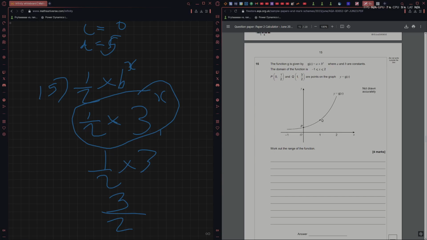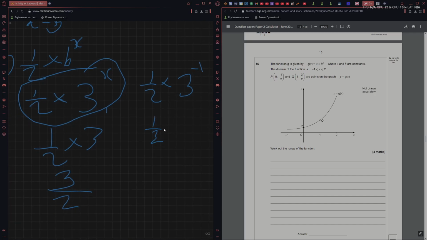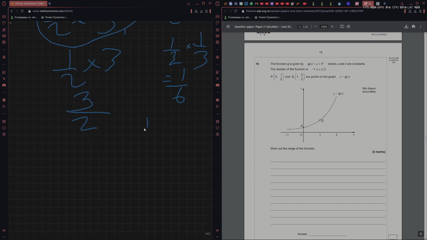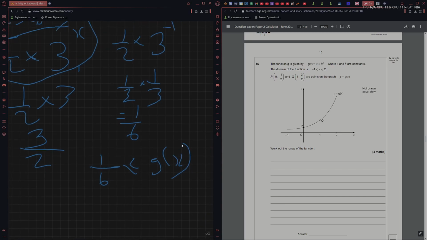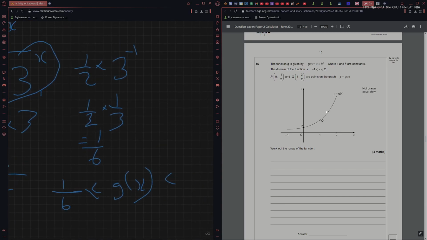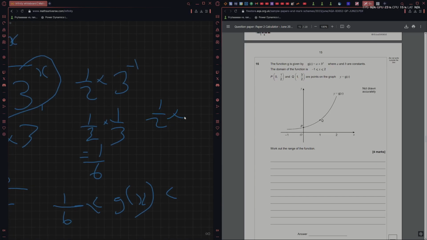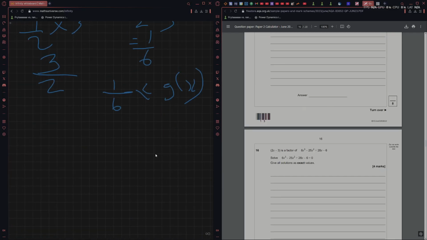So now we know the domain is -1 to 2, and we need to find the range. So let's just substitute. 1/2 times 3 to the -1, 1/2 times 1/3, which equals 1/6. So the lowest value is 1/6. Then we do g of x and substitute 2 in. 1/2 times 9, so it's 4.5. That should be 4.5. Factor theorem, let's do it.